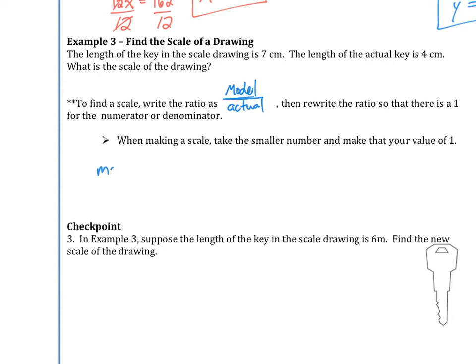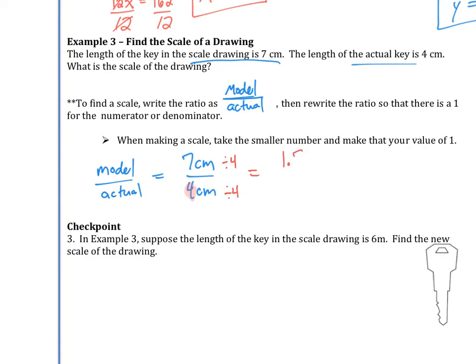So again, we have model over actual. That's what we go by. The model, in this case, is the scale drawing, and that is 7. The actual key is 4. So we have 7 centimeters over 4 centimeters. What we want to do is look at the smaller number. The smaller number is 4. We want to change 4 into 1 to make our scale. To change 4 into 1, we have to divide by 4.